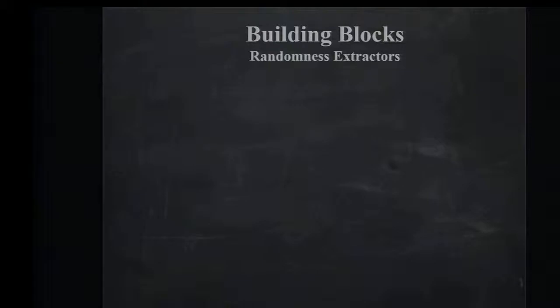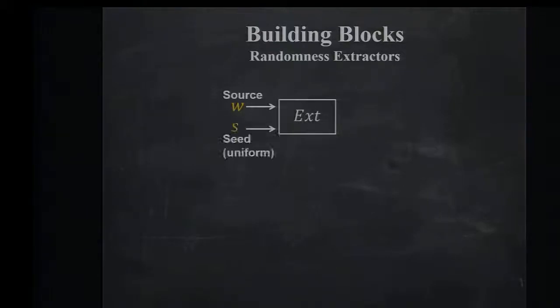Okay, so I'm going to go a bit slow with all the building blocks. The first building block is a randomness extractor. Basically, you have a source W, which has entropy, and you have a seed which is completely uniform, and it allows you to generate completely uniform bits.